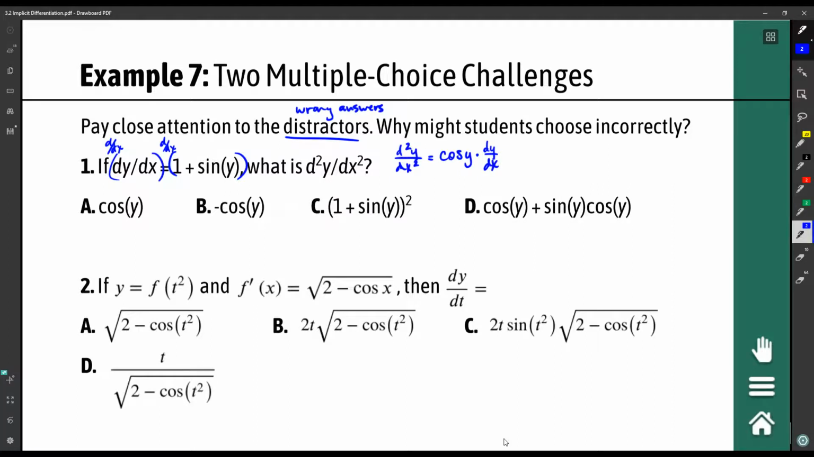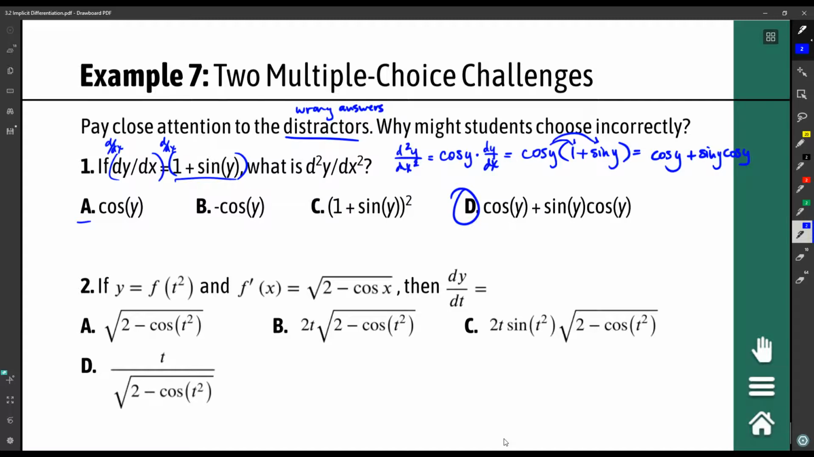So there's where maybe part A would have come from. If a student forgot to write in the dy dx there, we may not have moved on to where we're going to go now, because we can substitute in place of dy dx 1 plus sine y, since we know that's what it's equal to. So I'm going to write cosine y times 1 plus sine y. After the distributive property is involved here, this becomes cosine y plus sine y cosine y, and we see the answer is D.